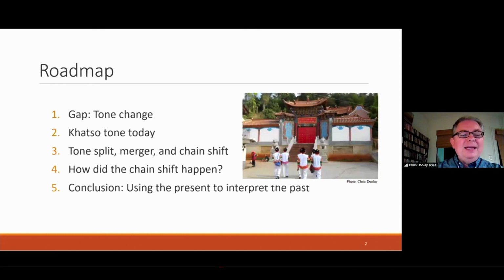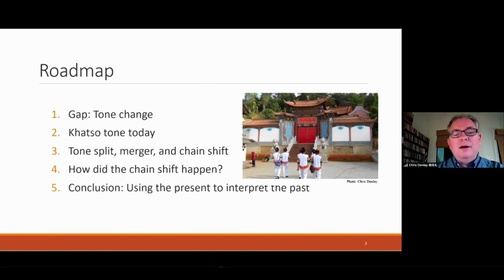So today our plan is to begin looking at the modern tone system in Khatso. Then we're going to use the Gedney tone box to show the results of tone split and merger that have happened over the years. And then we want to look at tone chain shift. Now, the tone box doesn't work well for that because, of course, a chain shift is a gradual process of interrelated changes. So we're going to borrow some methodology from Labov and his study of vowel chain shifts.